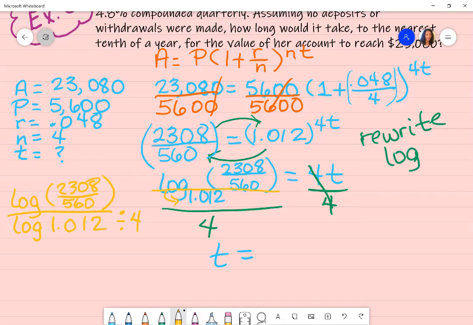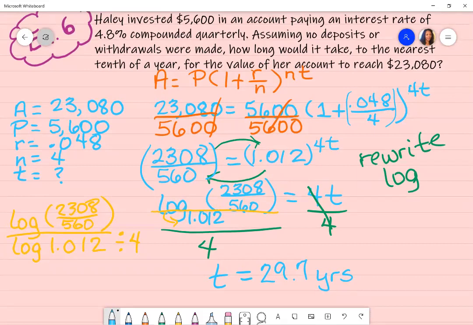Whew. So 29.7 years is how long it would take for her value to reach $23,080 if she started off with $5,600 with a quarterly compounded interest rate of 4.8%. Okay, so I am going to leave that mistake in there. I'm not going to edit that out because I want you to see how important it is to keep up with your parentheses, because it will definitely throw your answer off.